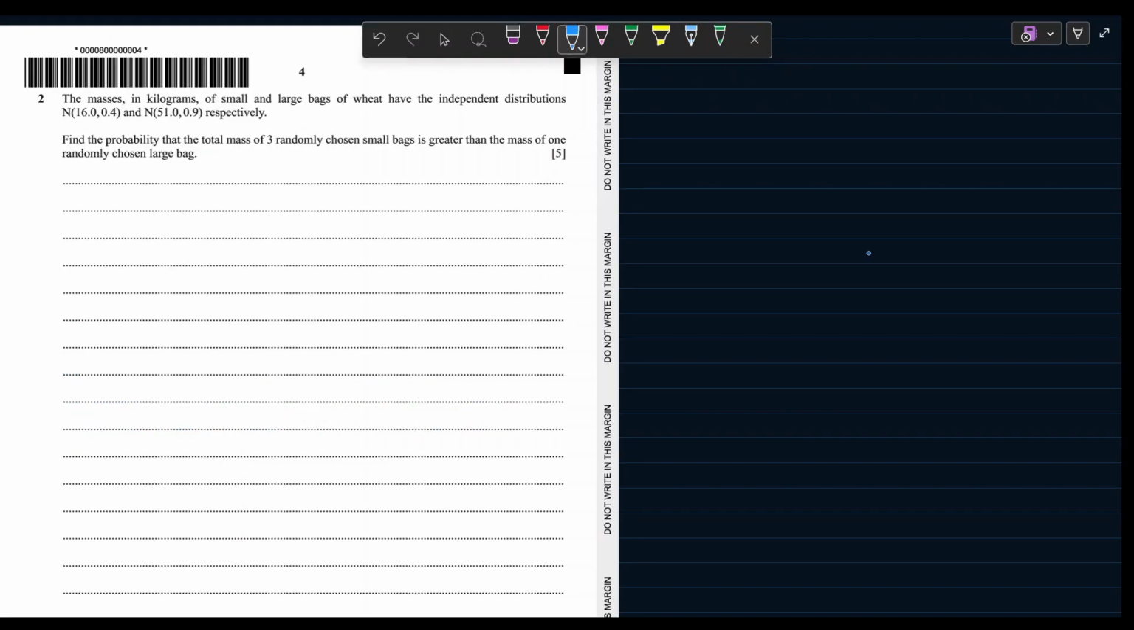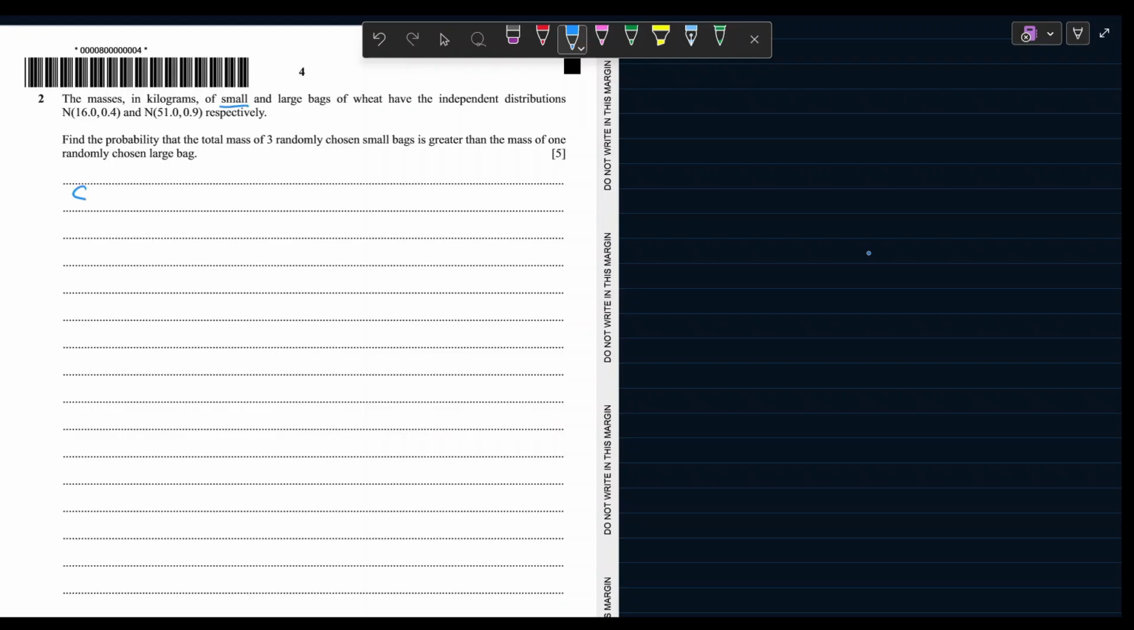Number two, the masses in kilograms of small and large bags of wheat have independent normal distributions. The small bags have mean 16.0 and variance 0.4. And the large bags also have a normal distribution with mean 51.0 and variance 0.9. Find the probability that the total mass of 3 randomly chosen small bags is greater than the mass of one randomly chosen large bag. So we are given small and large bags.